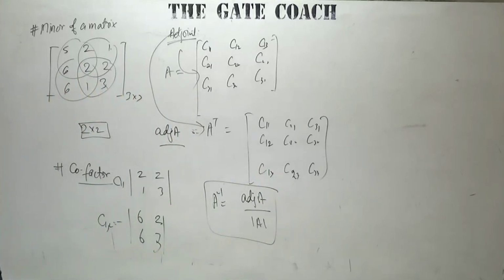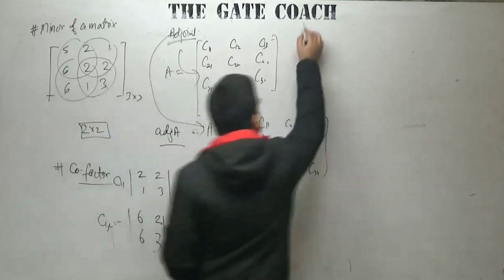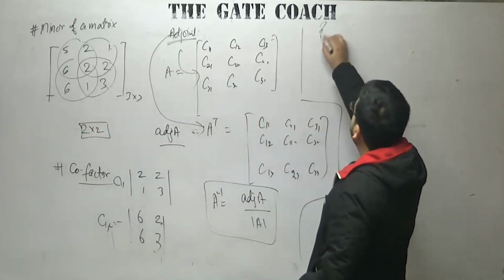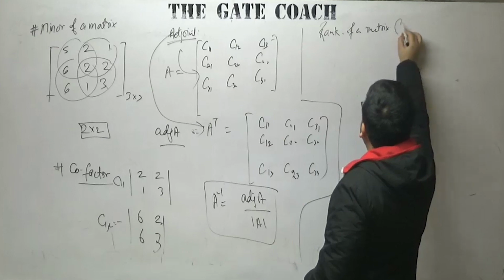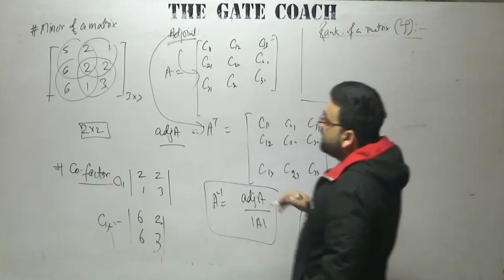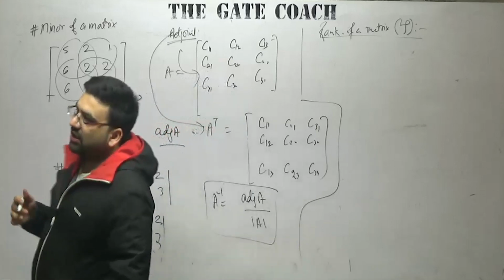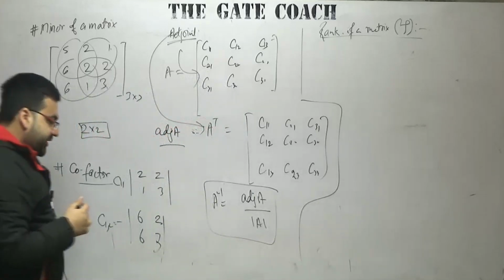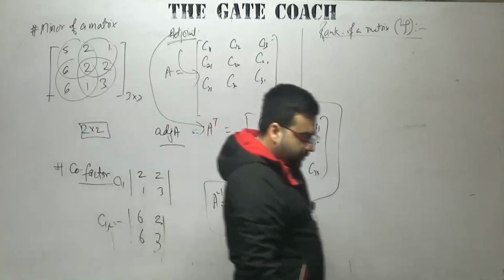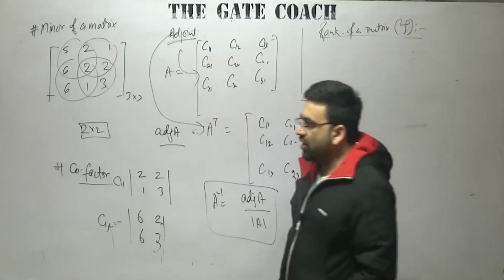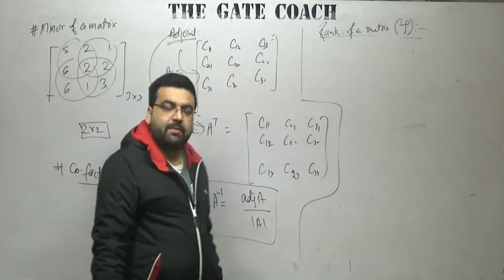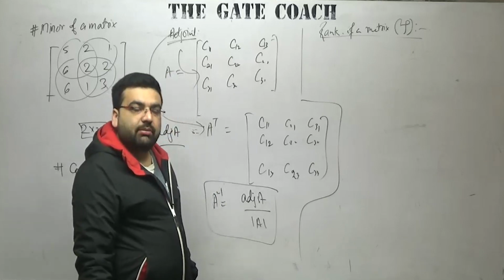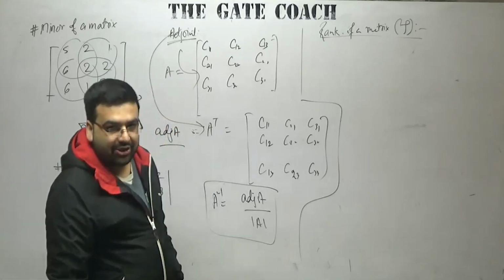After this, we move to the topic of rank of a matrix. Rank of a matrix is denoted by rho. Now, what is the practical use of the rank of a matrix? Whatever row or column transformations you make in a particular matrix, after making those transformations, the number of non-zero rows or non-zero columns is called the rank of the matrix.